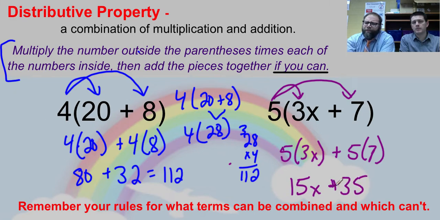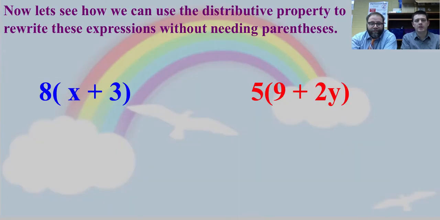Then at this point, can we put those together? Technically, no, because one of them's a variable term and one of them is a constant, so they're not like terms. So our answer ends up being just 15x plus 35. All right, so let's see a couple more in action.